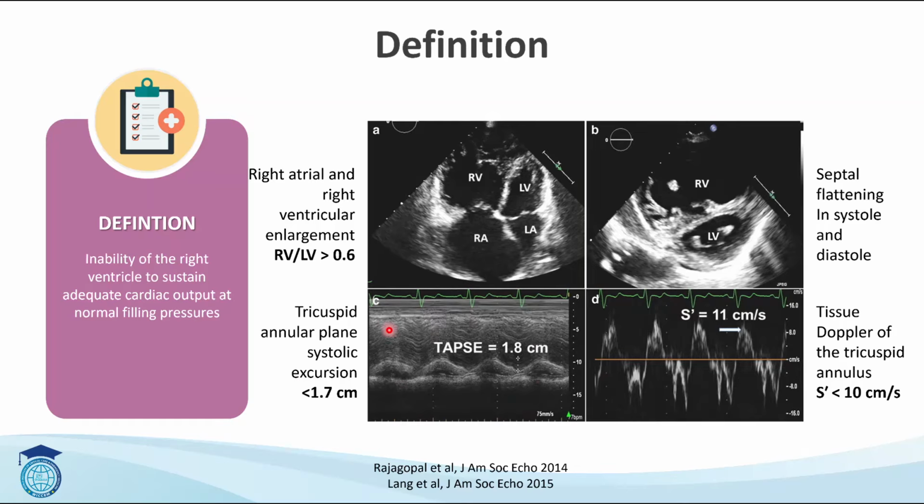The function of the RV can be estimated based on the tricuspid annular plane systolic excursion, or TAPSE. If this is less than 1.7 centimeter, it indicates decreased function, and this can be done easily with the M mode, putting the cursor at the tricuspid annulus. Similarly, we can look at the tissue Doppler of the tricuspid annulus. In systole here, the S prime, if the speed of the movement of the annulus is less than 10 centimeter per second, it indicates that this is dysfunctional.